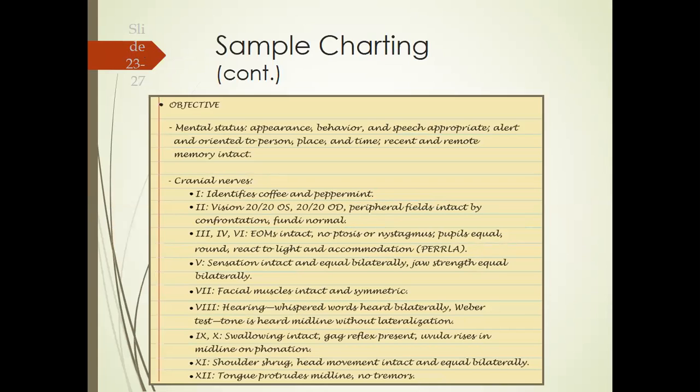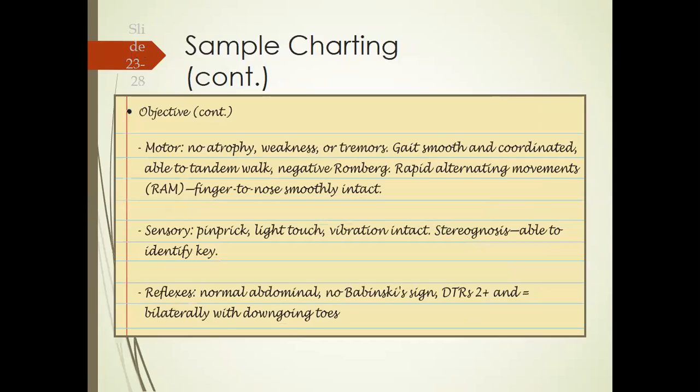Now this is the cranial nerve examination, and you can see how to write. Now, this is a continuation of the objective examination, and in this, you can write motor, sensory, and reflexes.